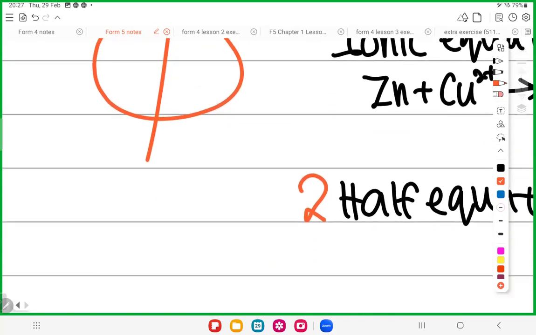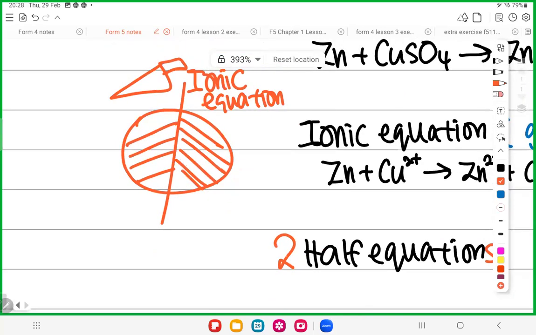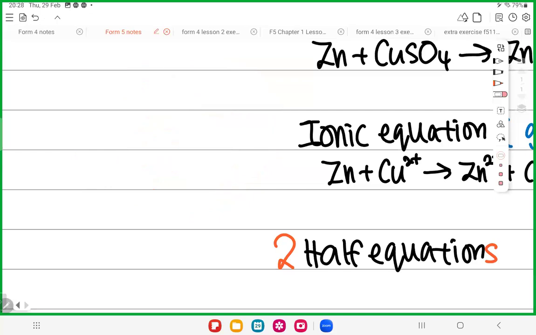It's like taking a knife to cut the cake in half. So this is half equation number 1. This is half equation number 2. That's it. So we always have 2 half equations. Not 3, not 4, not 7. Always 2 half equations.